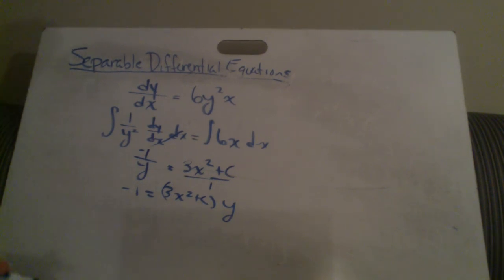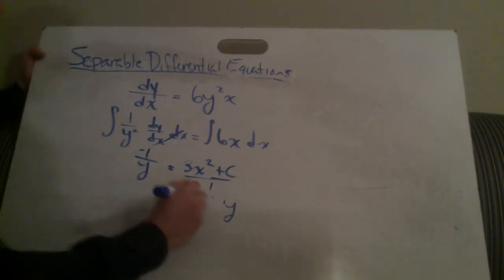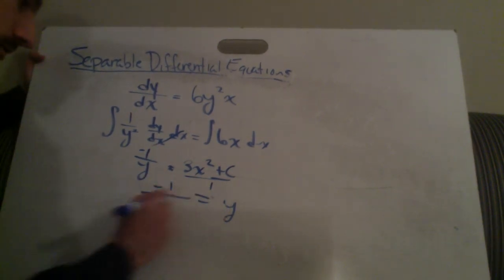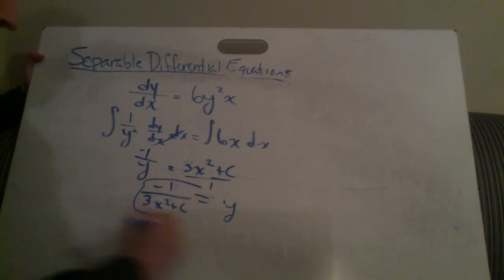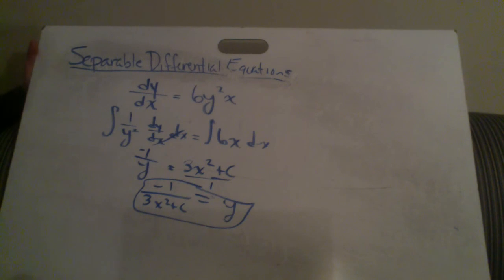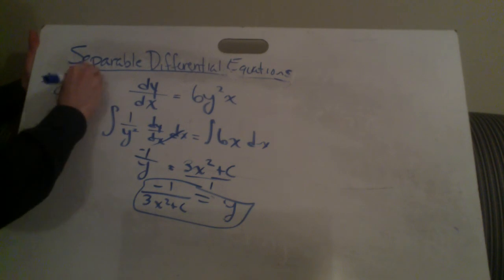And I'll get y equals negative 1 over 3x squared plus c. And this will be the solution to my separable differential equation. Let's throw in a condition there. Let's say, oh, by the way, I want the very specific equation where y of 1 is equal to 1/3.